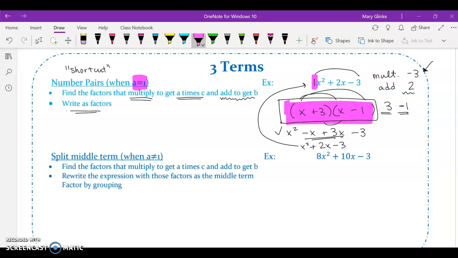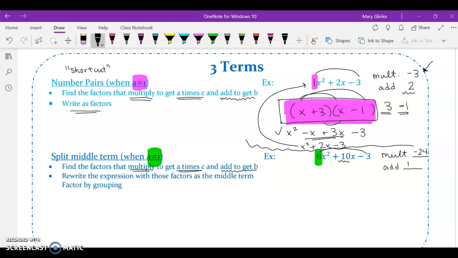So when a equals 1, we have this huge shortcut we can do. But when we have 3 terms left, we don't always have a equal to 1. Most of the time that we have 3 terms, there's a number out in front. So when that's the case, we're going to start off the same way. We're looking for what multiplies to get A times C, but at the same time adds to get B. So off to the side here, we're going to write multiply, and we're doing 8 times -3, which is -24. The add portion is in the middle here. We're looking for what adds to get 10.